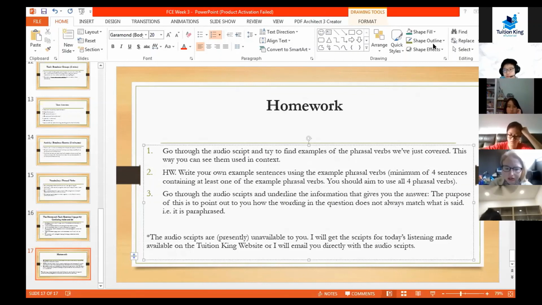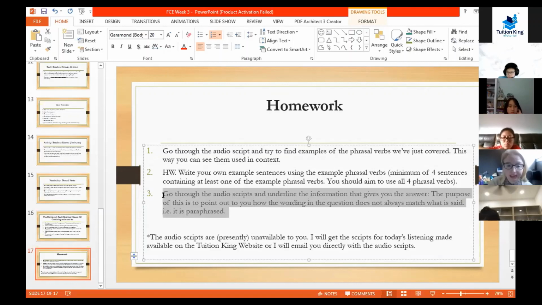Sorry. What page? Ah, okay. What page? For this homework now or the previous homework? This homework here is dependent on the audio scripts and you do not have access to them just yet, which is why I will email them to you or make them available online. Okay, so hopefully that's you. Okay.